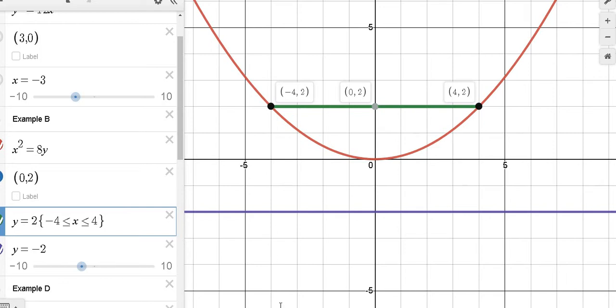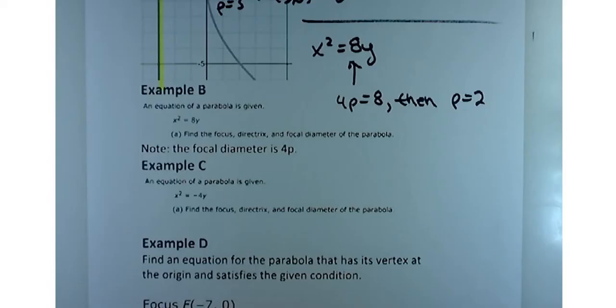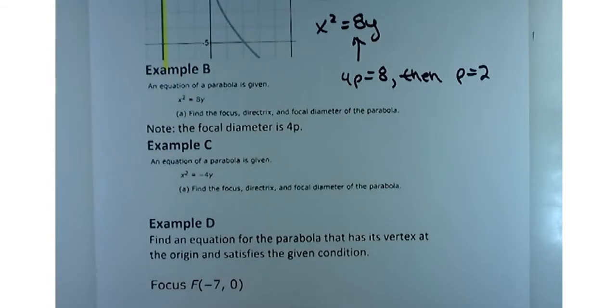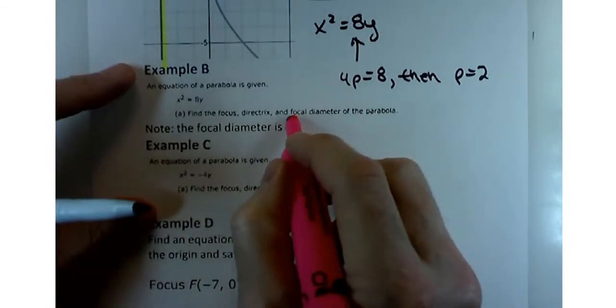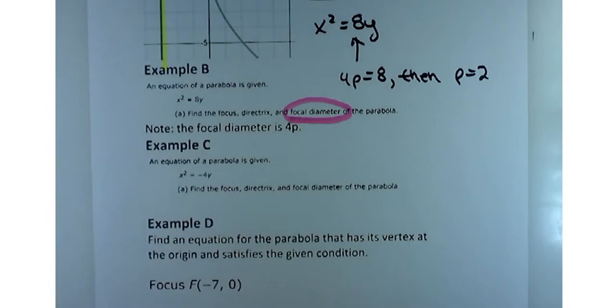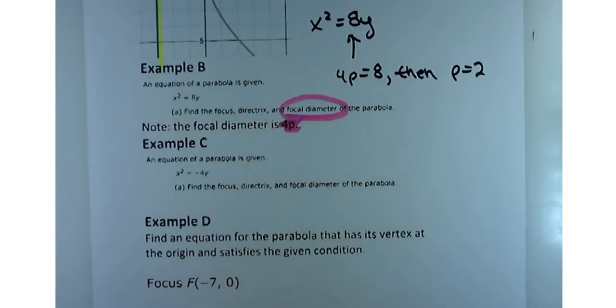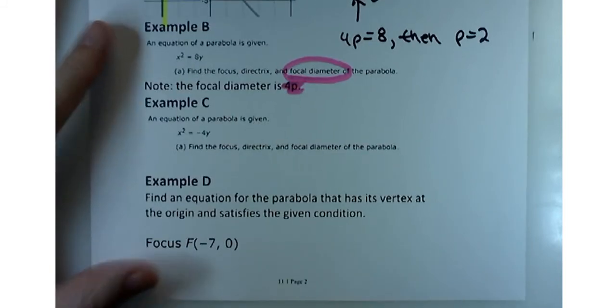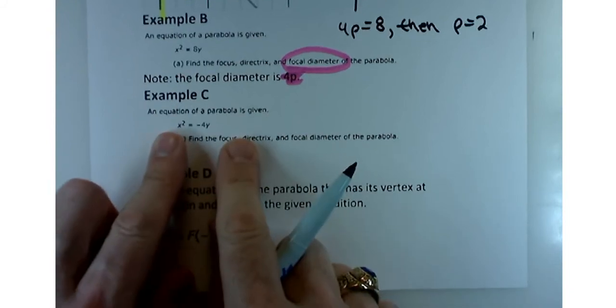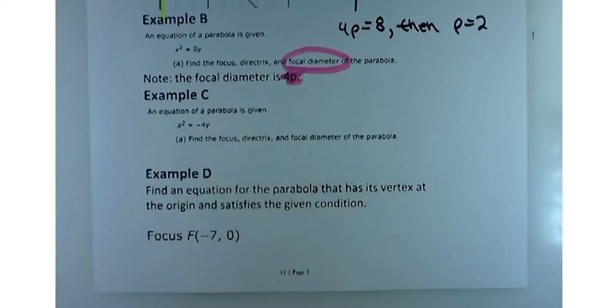Now just a quick FYI here. The focal diameter is always going to be 4 times p. Focal diameter is always going to be 4 times p. So you don't really need anything fancy to calculate that. Nice. Let's look at another one.